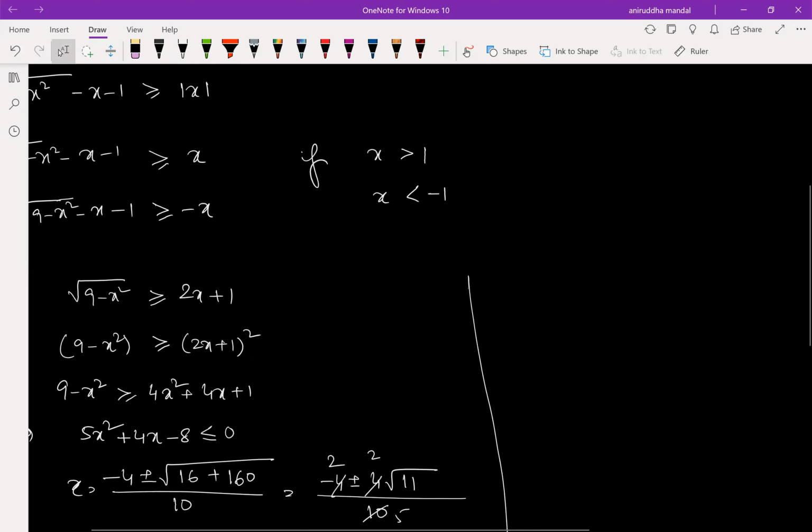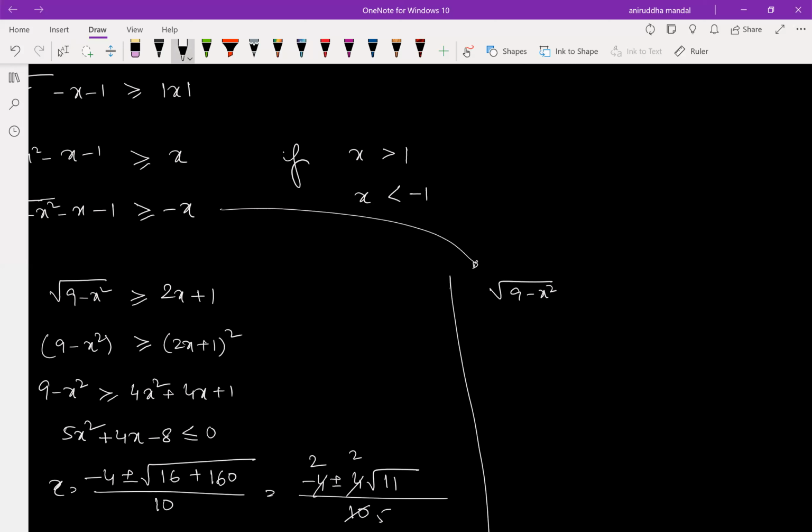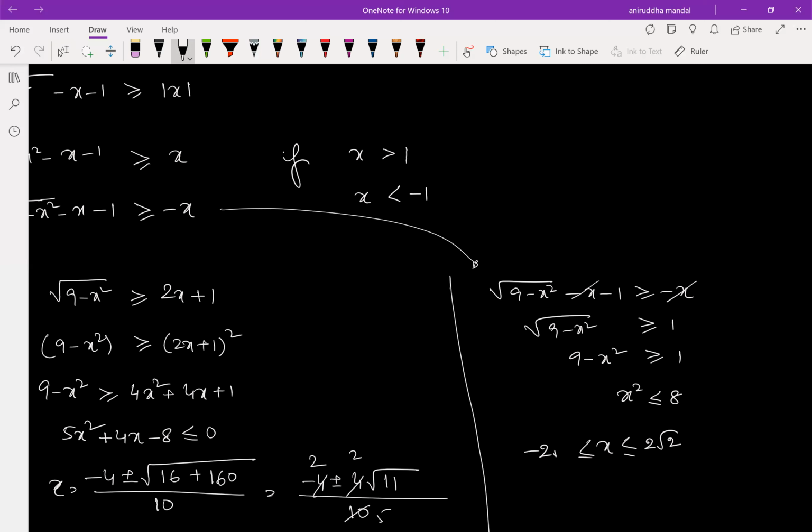Now for the second expression, we can write here that square root of 9 minus x square, minus x minus 1, is greater than or equal to minus x. Minus x gets cancelled, so square root of 9 minus x square is greater than or equal to 1. Make it square, so we get this. We can write x square to that side, and this is less than or equal to 8. So x lies between root 8, which means 2 root 2, and minus 2 root 2.